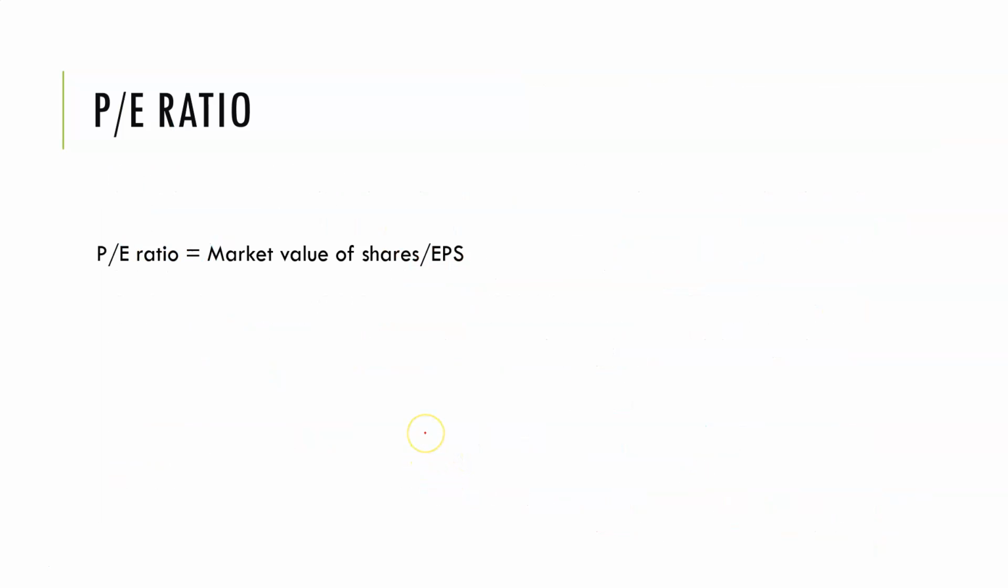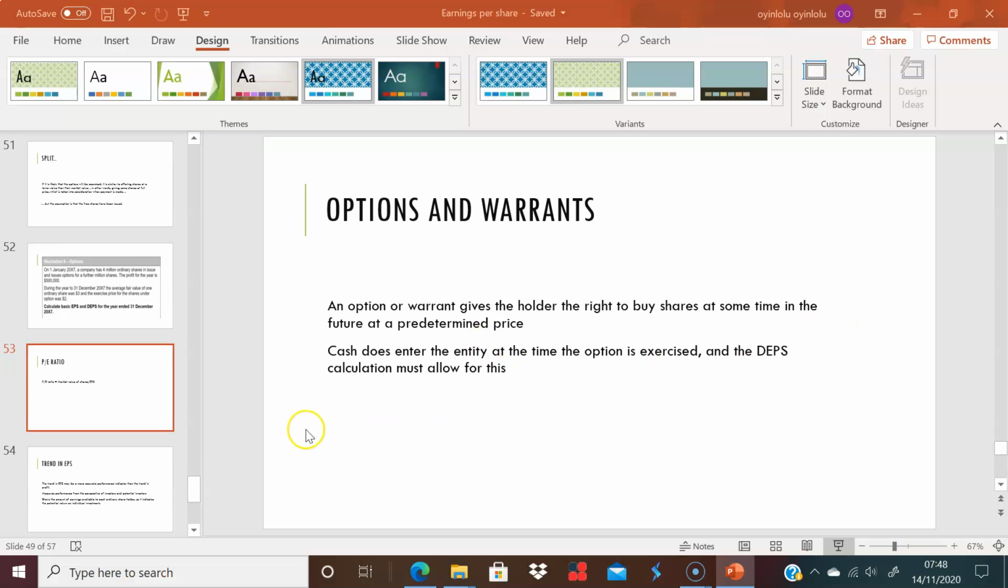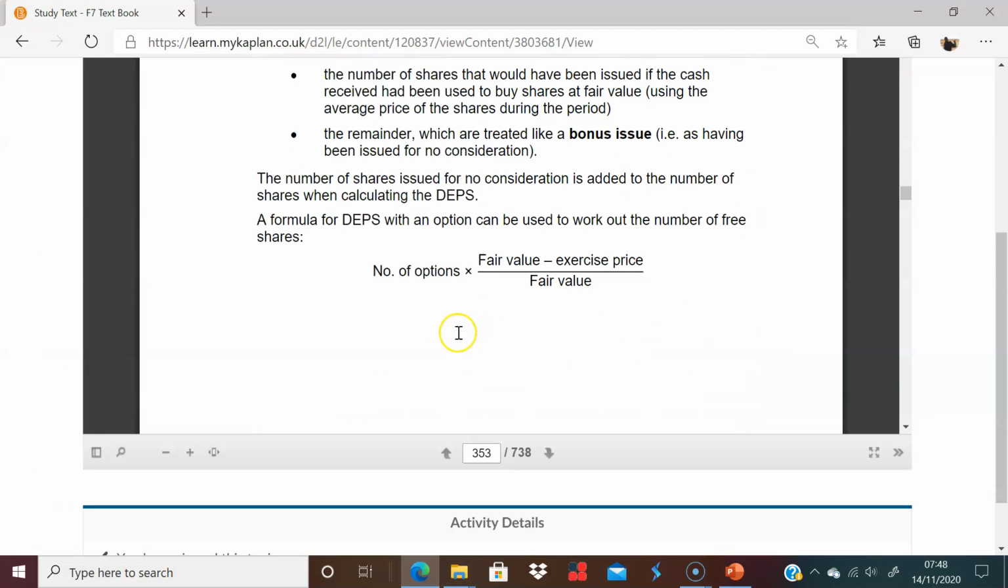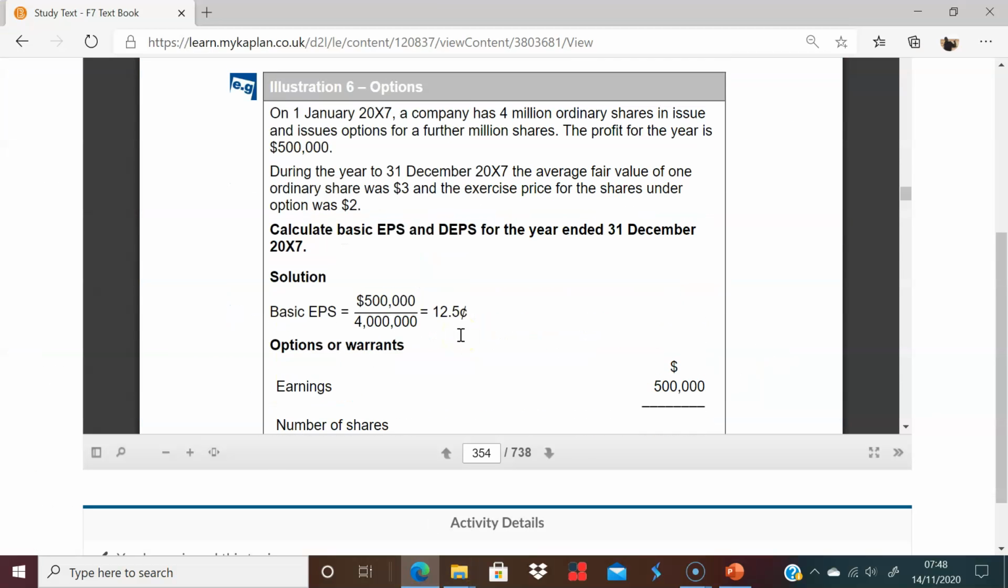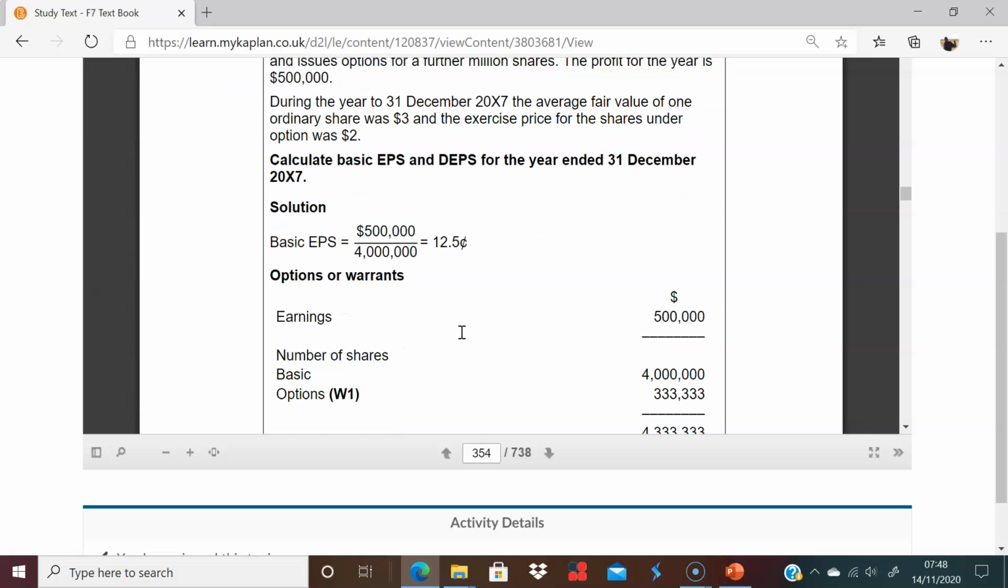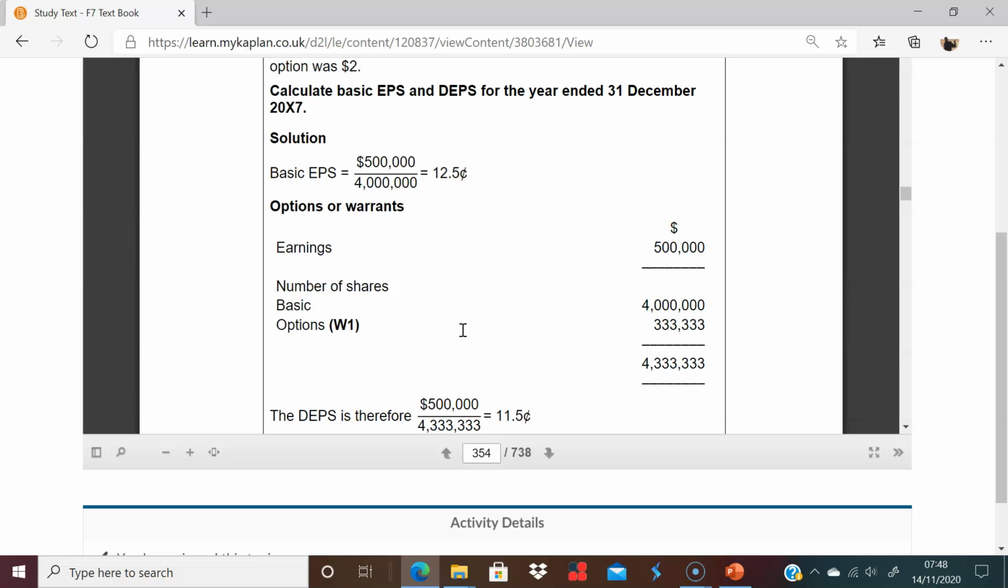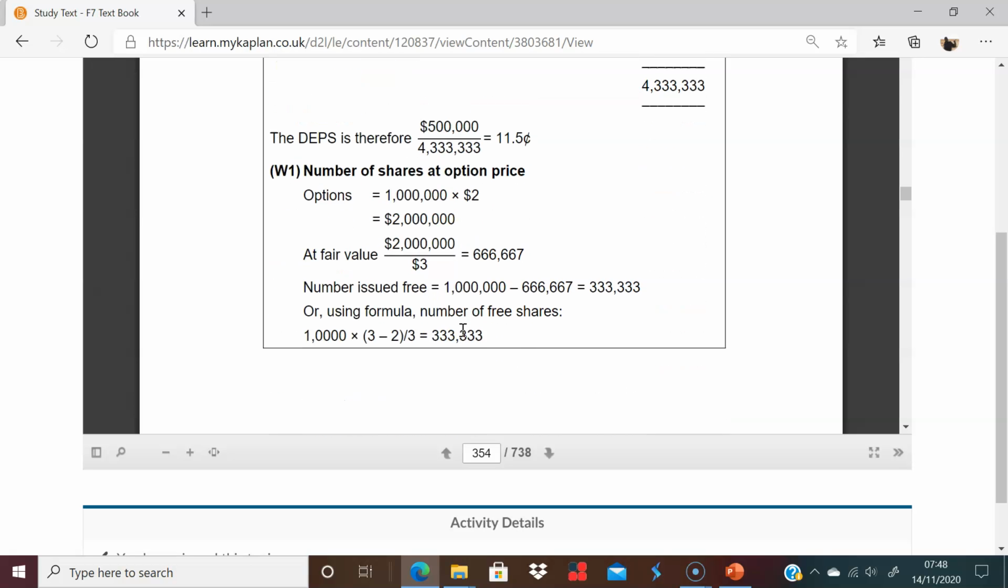So let's look at how they deal with it very quickly in the textbook, which is the same thing. I just want to show you what they have done in the text here. Calculating the basic EPS is literally the 500,000 divided by the 4 million, no problem there. But with the options, you have your basic 4 million and your options are 333. And they have a formula where you have the market average fair value minus the exercise price, divided by that, and multiplied by the number of shares.